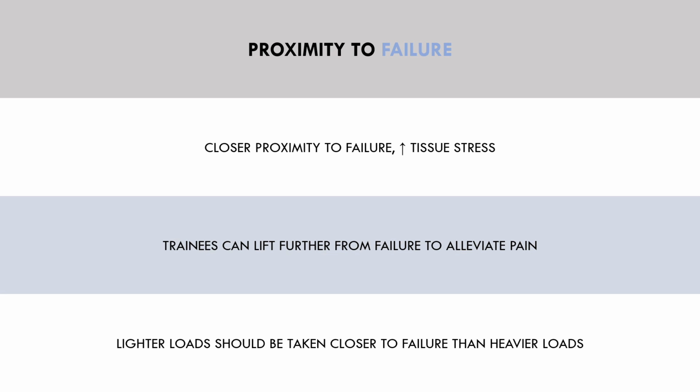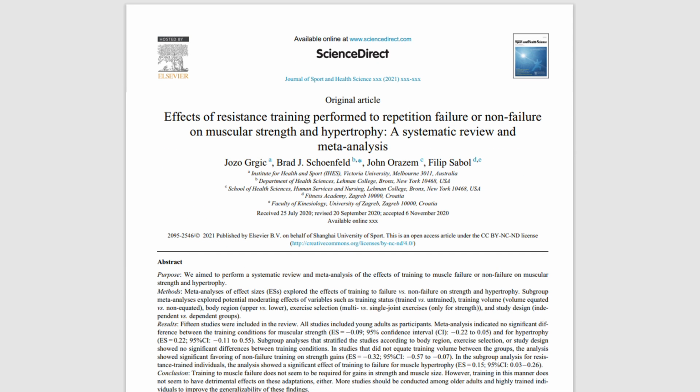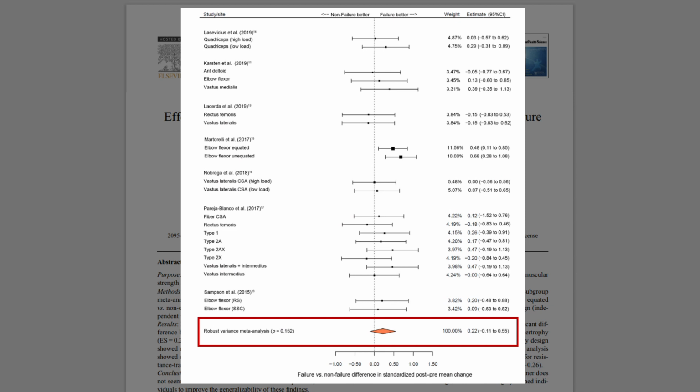Overall, training closer to failure is probably slightly more hypertrophic when we look at raw changes in muscle size. This meta-analysis analysed all the research on training to failure versus not to failure. While hypertrophy can certainly be achieved without training to failure, there was a slight benefit when training to failure with all other factors being equal.